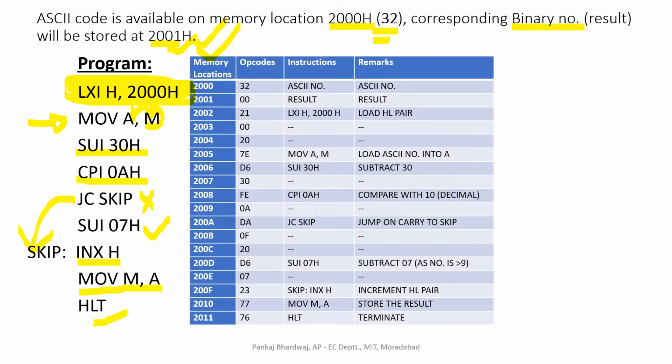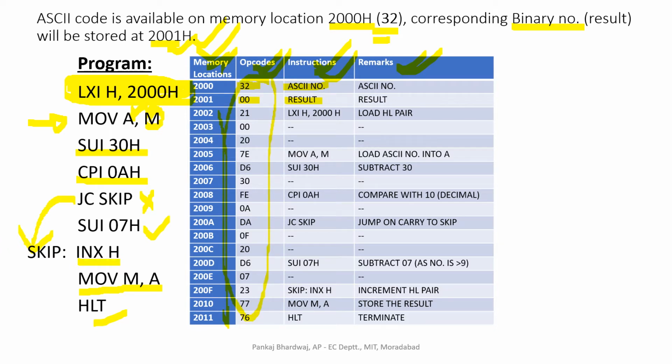So here is the table. These are the memory locations, these are the instructions, and these are the opcodes corresponding to these instructions, and this is the remark. At the very first location, 2000, we have an ASCII number, and on the next location we need to store the result, so we left it blank, that is 00, and from 2002 to 2011 we have the program. This is the program, and we have written the opcode here.